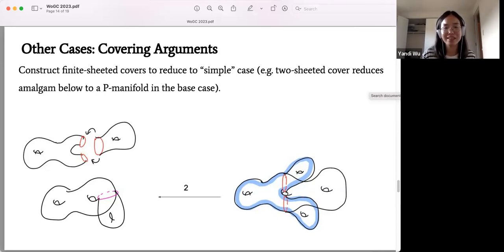But if you construct a two-sheeted cover, then you get this new p-manifold on the right-hand side, where now you have two copies of your torus with a single boundary component, and each of those can be included into a genus 3 surface. So now I've reduced my p-manifold to the base case. That's the idea behind the covering construction.